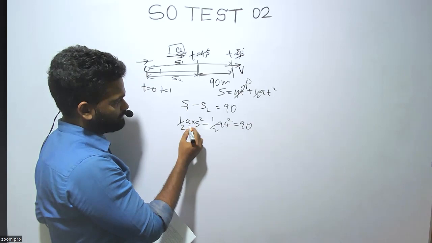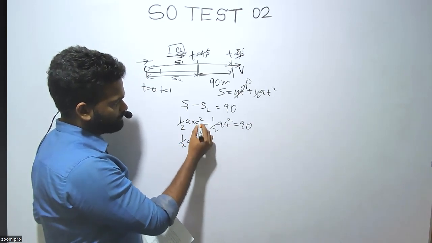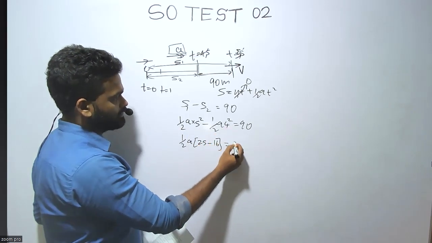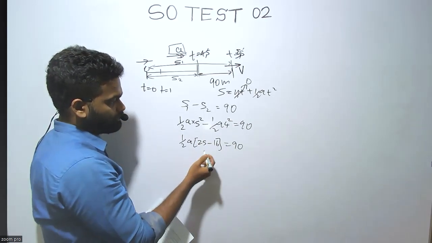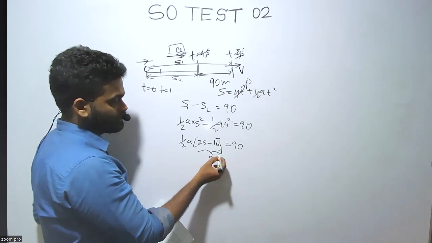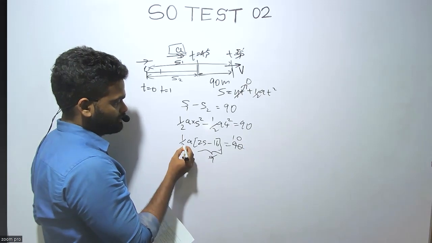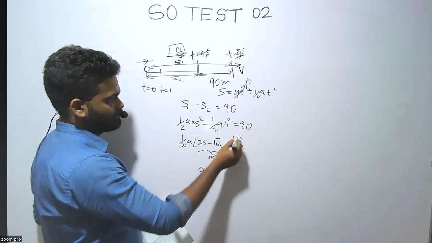So I'll take half a out. Within brackets, you have 5 squared, that is 25, minus 4 squared, 16, equals 90. 25 minus 16 is 9 actually. So this 9 and this one cancel off. This 2 goes to the other side. So a is 20.